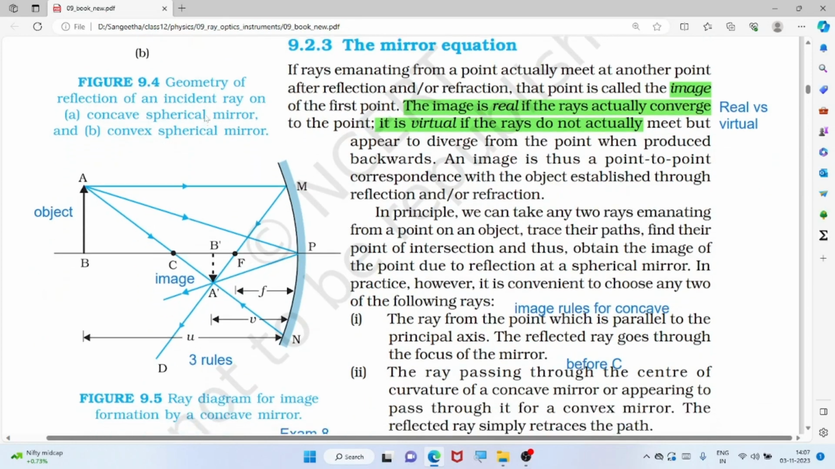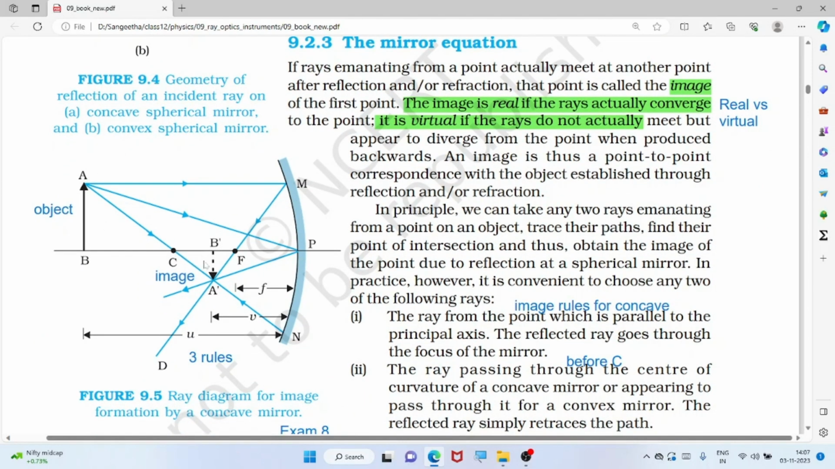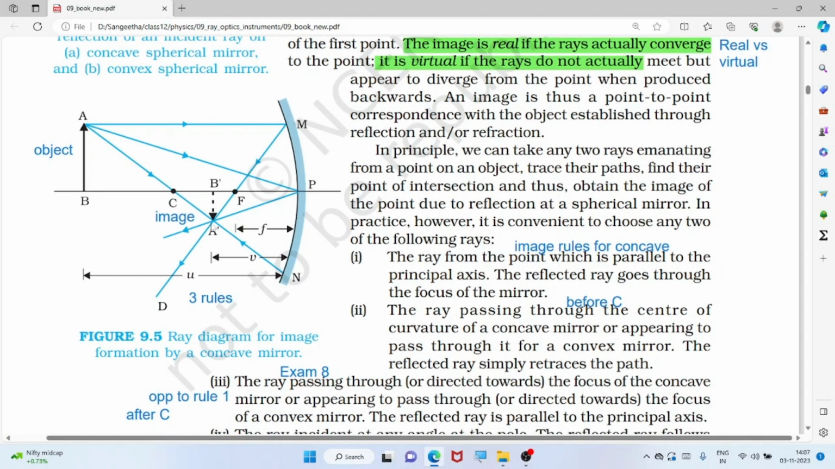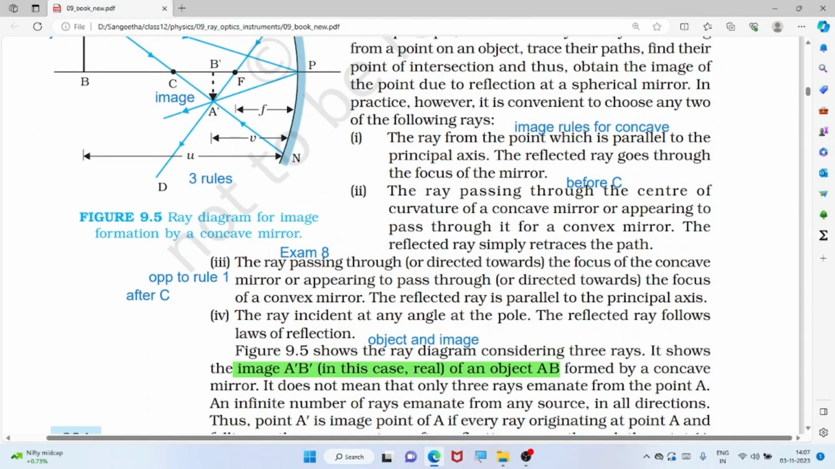Mirror equation. This is the object and this is the image, and these are the image formation rules. What is a real image and a virtual image? The image is real if the rays actually converge, and virtual if the rays do not actually meet. So this is a real image because the rays meet here. These are the image formation rules.